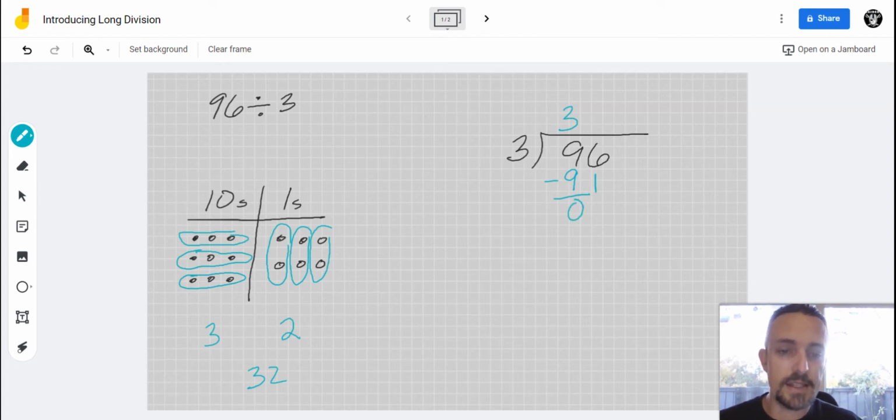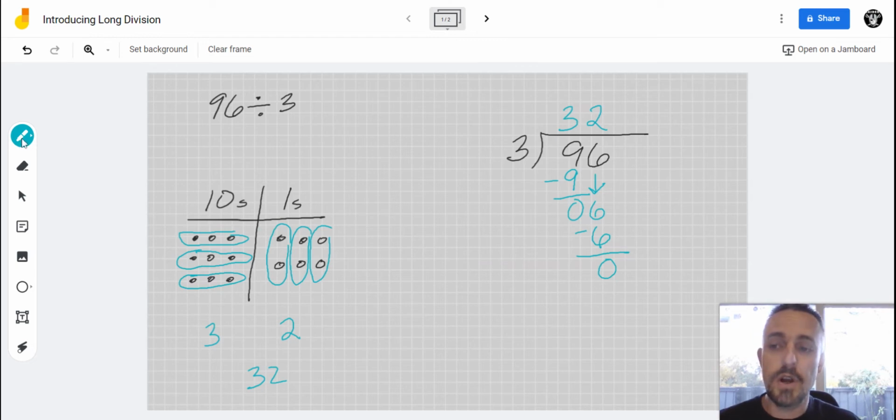But my next step is to bring down my ones, the next place value that's available. And I say, okay, how many times does 3 fit into 6? Well, I know my math facts. 3 times 2 is 6. So 3 fits into 6 twice. Okay, 2 times 3 is 6, and I'll subtract 6. Make sure I don't have anything left over. I've got a remainder of 0, and so I'm done with this particular math problem.